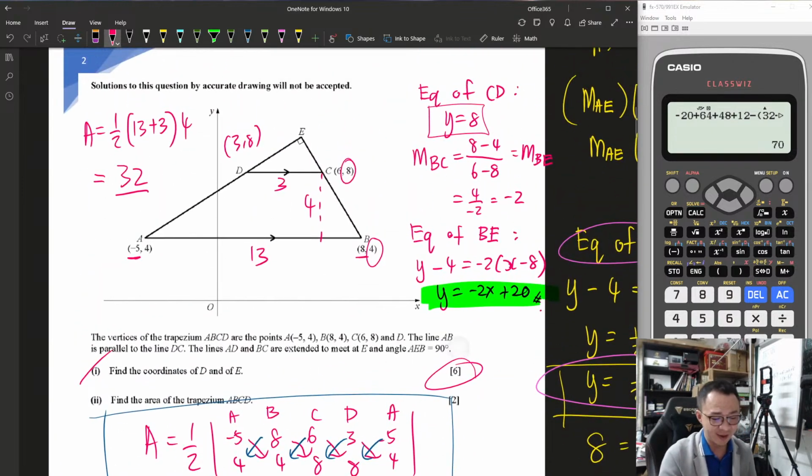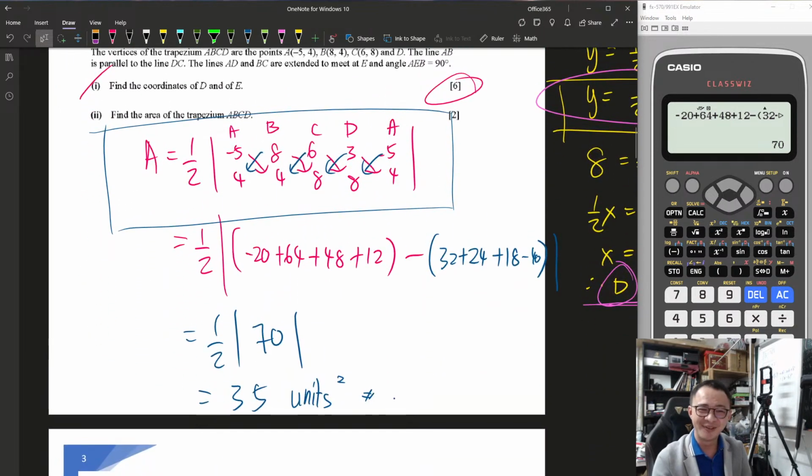Oh my god, I got 30. Yeah, I made some silly mistake, I believe. 3A is 24. Yep, so just now it was 18, right? I have extra, I need to minus extra 6 units. Minus extra 6 units, this one will be 64, then this is 32.